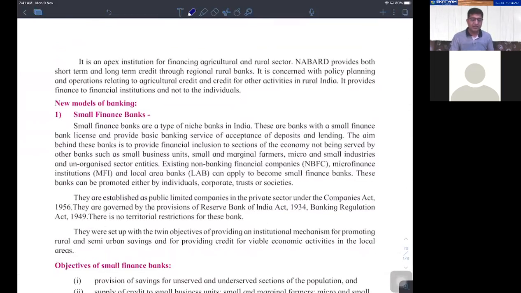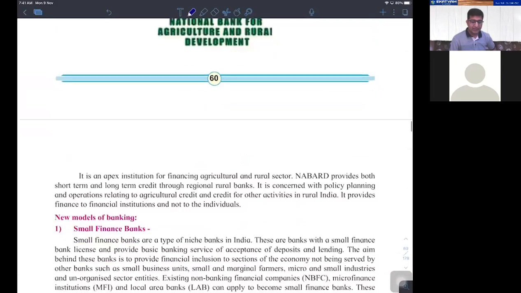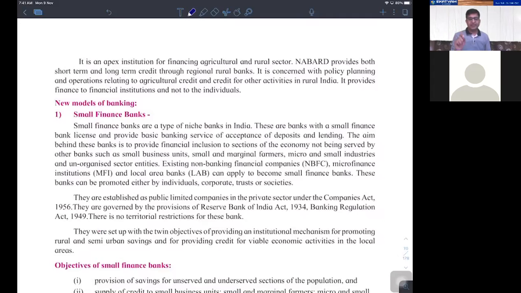NABARD, that is the National Bank for Agricultural and Rural Development. It is an apex institution for financing of agri and rural sector. अगर आपको एग्रो बेस्ड कुछ काम करवाना है, आपको रूरल सेक्टर में कुछ सपोर्ट चाहिए, तो there NABARD is the apex body. Again, NABARD also doesn't fund the projects directly. NABARD does the funding through the commercial banks only. The similar kind of thing we had discussed in the previous standard. NABARD provides both short-term and long-term credit through regional rural banks. It is concerned with policy planning and operations relating to the agricultural credit and credit for other activities in rural India. That is what I was saying, that it does not do the funding directly. It provides finance to financial institutions and not to the individuals.